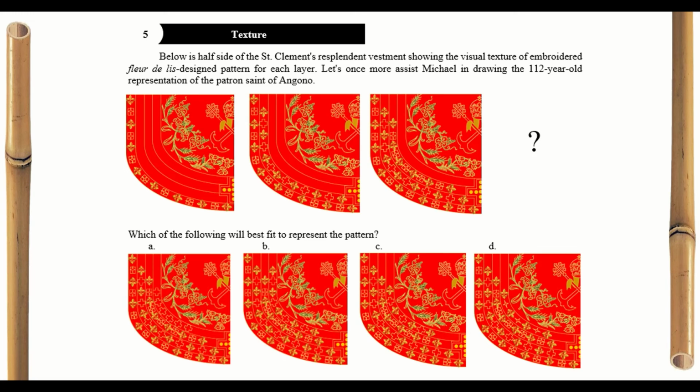Below is half side of the St. Clement's resplendent basement showing the visual texture of embroidered fleur-de-lis design pattern for each layer. Let's once more assist Michael in drawing the 112-year-old representation of the Porsche of the patron saint of Angono. Which of the following will best fit to represent the pattern?